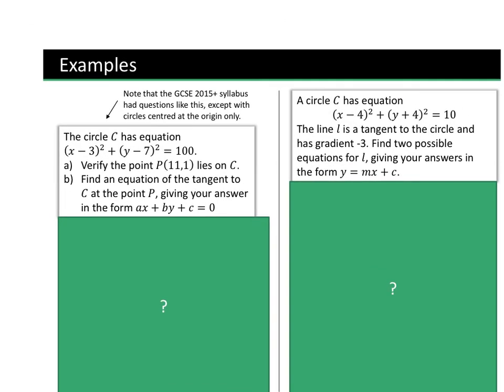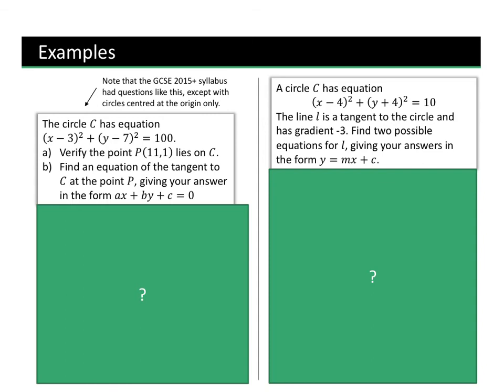To verify a point lies on the circle, all we've got to do is substitute the values in and make sure it equals what it should. So our x is 11 minus 3 squared plus our y, which is 1, minus 7 squared should equal 100. Now 11 minus 3 is in fact 8. 8 squared is 64. 1 minus 7 is minus 6. Minus 6 squared is 36. This equals 100. 100 does equal 100. Therefore, P 11,1 lies on C.